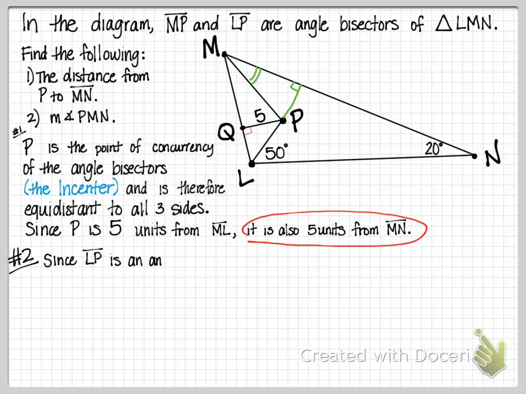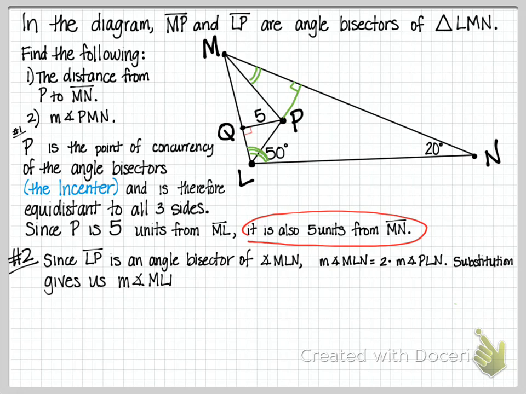In problem number 2, we're going to be talking about all the different angles. And we know that the segment LP is an angle bisector of the angle MLN. So this angle right here has been bisected. And we know that half of that angle is 50. So by substitution, we know that the whole angle is going to be 100. So now we have two angles in this triangle. We have one of them being 100 degrees and the other one being 20.